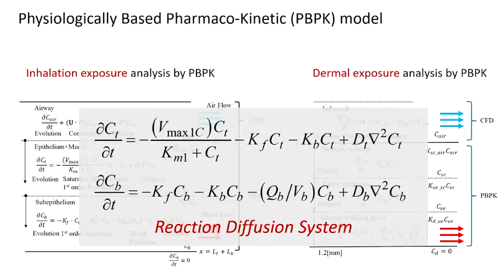For example, this is the very fundamental PBPK modeling, and this term is called the Michaelis-Menten kinetics. It's a non-linear term, and this one is the unimolecular reaction term with first order rate constant, and this is the diffusion term. These are the reaction terms. This is the diffusion term. Therefore, mathematically, this formula is called a reaction diffusion system, and this is simply a differential equation system, and we can discretize this. And then these are integrated into the wall surface boundary condition of CFD simulations.